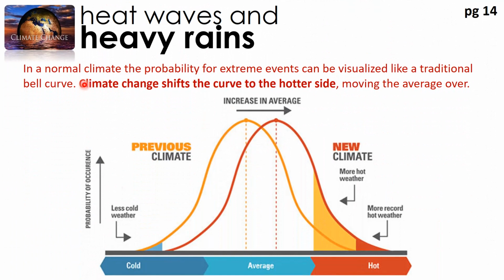Okay, so in a normal climate, the probability of extreme events can be visualized in a traditional bell curve. Okay, so extreme weather events should be at the extreme ends of this bell curve. So what climate change has done is that it has shifted the curve to the hotter side, increasing the average, and created more frequent bouts of hot weather.